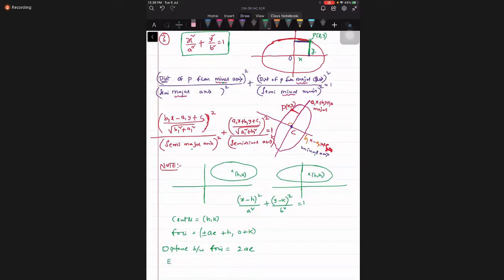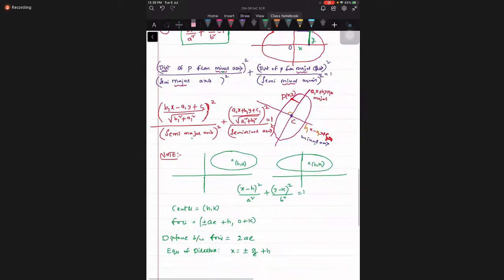So what is the equation of the directrix? X equal to plus or minus A by E normally. What about the equation of the latus rectum? X equal to plus or minus AE. The length of the latus rectum is normally 2b square by a. Now also the same length only, no change.